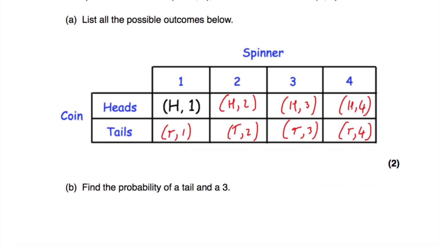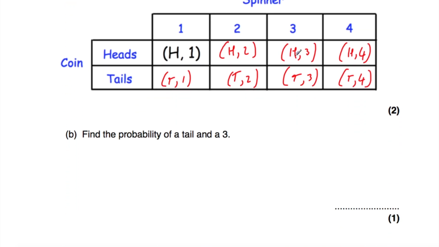Then the next part says find the probability of a tail and a 3. Here we've got all the outcomes, and there's 8 outcomes altogether: 1, 2, 3, 4, 5, 6, 7, 8. So we're going to put 8 on the denominator. And a tail and a 3, well, there's only one outcome that's a tail and a 3, and that's this one. So it's going to be 1 out of 8, or 1/8.